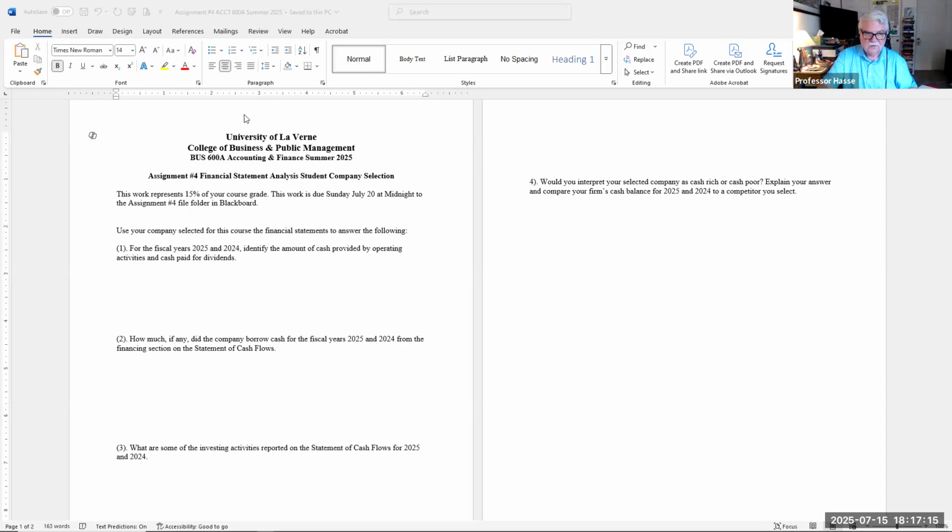Now, those are the 4 questions. Actually, you can see they all concern themselves with the statement of cash flow. You're doing an analytical analysis of the cash flow position by operations, financing, and investing. Now, you do not have to post in your work the statement of cash flows. You do not need to copy it. You do not need to print it. I have all that information because I know all your companies. So you don't have to give me the statement of cash flows. I'll have it right in front of me. All you have to do is give me the answers to these questions.